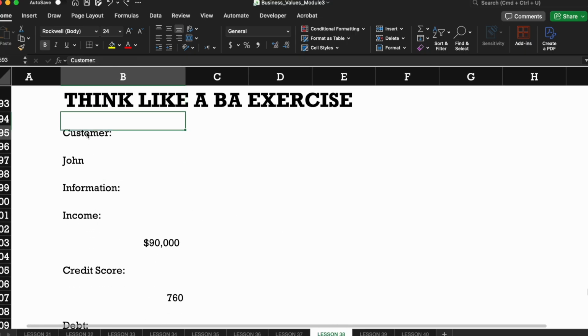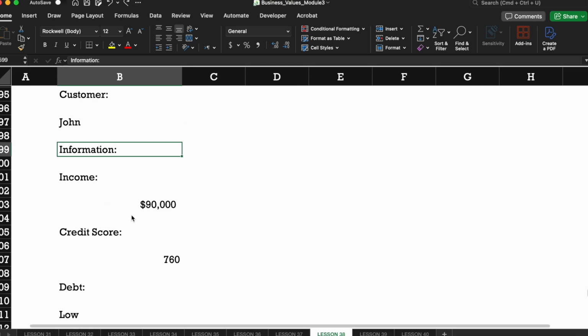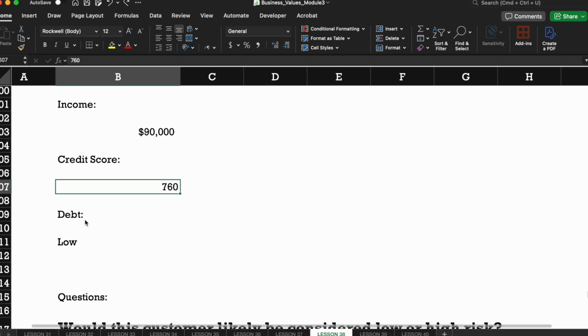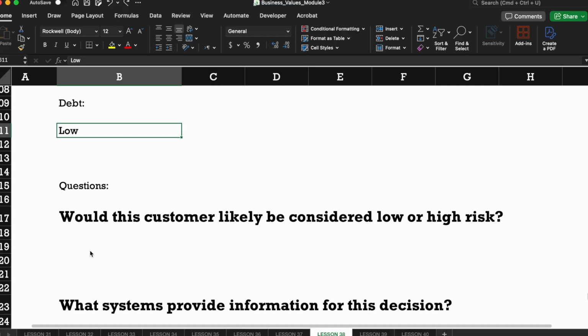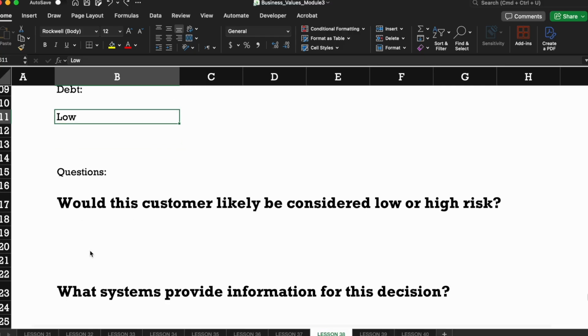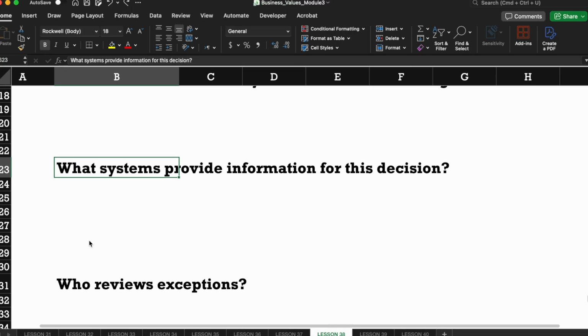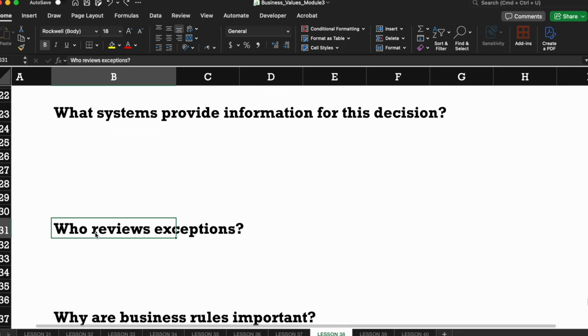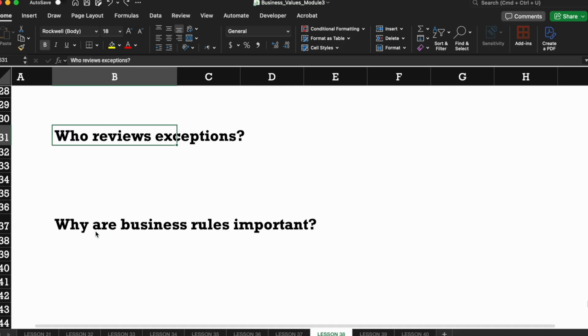Think like a BA exercise. Customer information: income $90,000, credit score 790, debt low. Question: would this customer likely be considered low or high risk? What system provides information for this decision? Who reviews exceptions? Why are the business rules important?